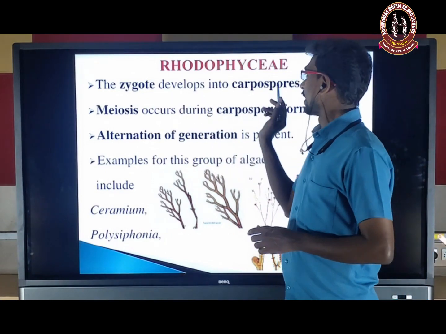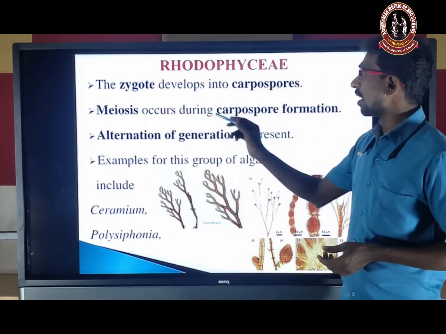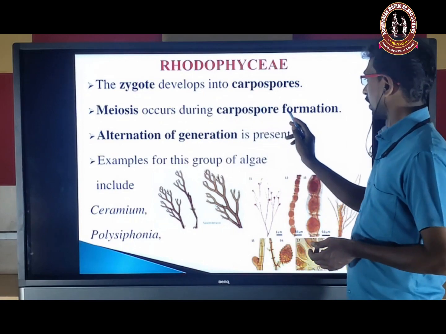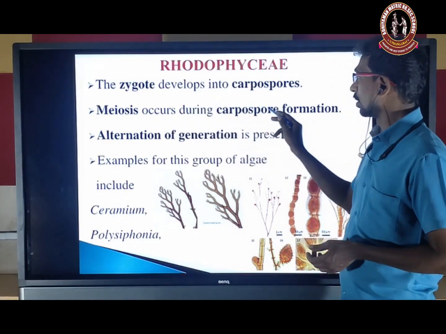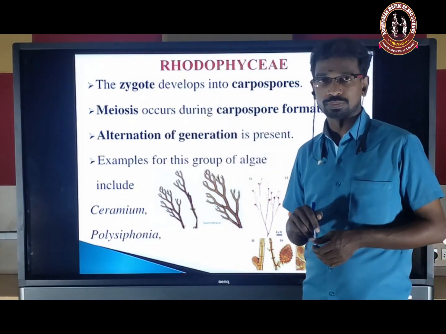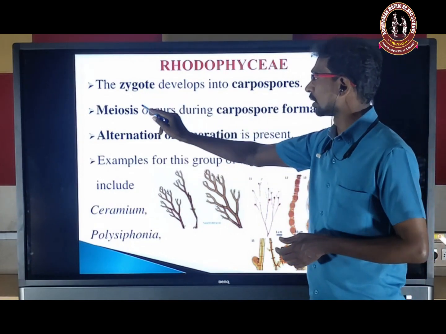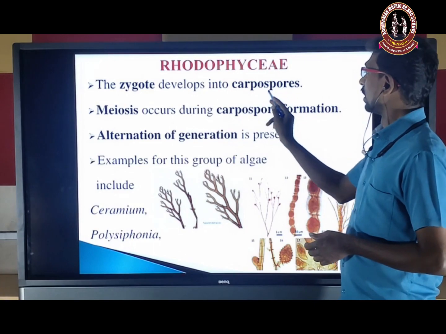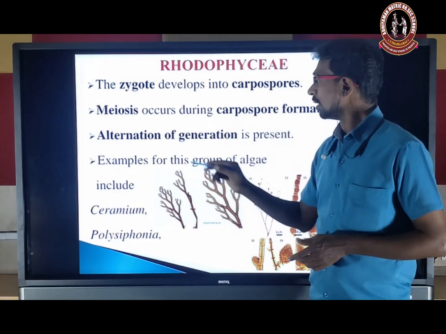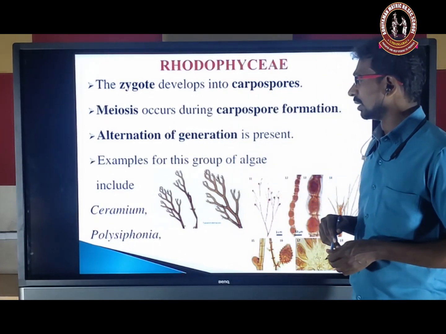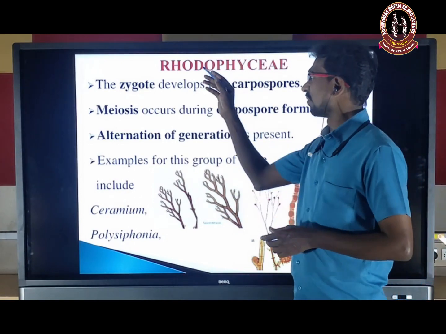The zygote develops into carpospore. Meiosis occurs during the formation of the carpospore. That means the zygote undergoes meiosis to form the carpospore. Alternation of generations is present in this group, and some examples are given.